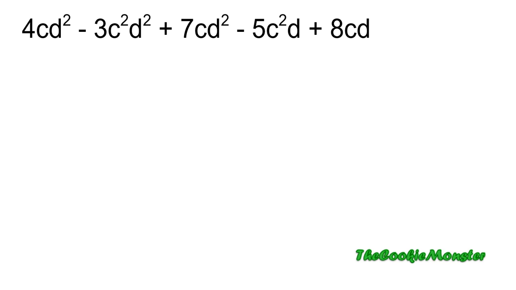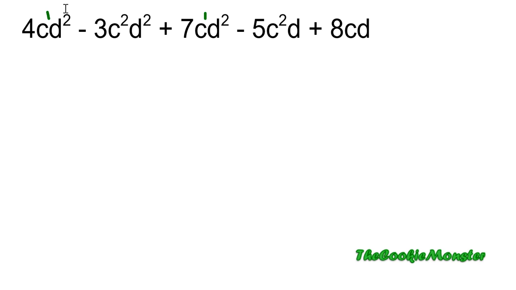Next, look at this one. It has a bunch of different letters, c's and d's, and they seem to have basically the same exponents. Some have two, some have single power, but we're going to have to figure out which ones are common. Because they all have c's and d's, let's focus on the exponents. Well, the first one has c to the first power. Which other one has c to the first power? That has c to the second, so that's not a like term. That's c to the first, so that's a like term.